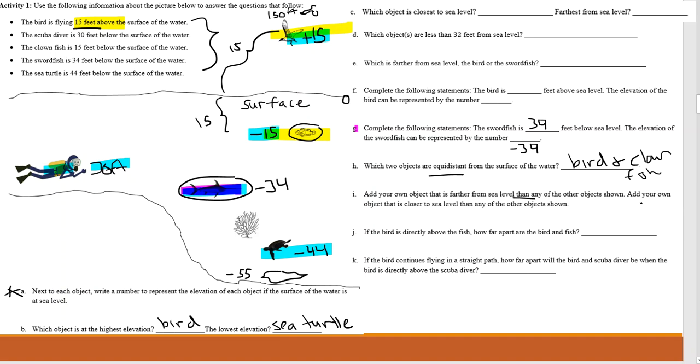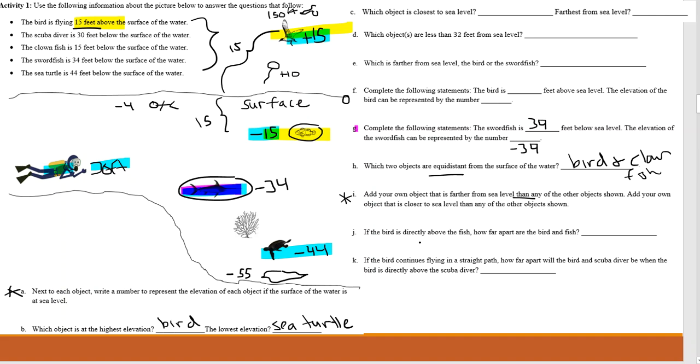And then you also needed to add your own object that is closer to sea level than any of the other objects shown. So you could have done a little kid swimming, maybe only 4 feet below the water surface, so that would be -4. And then you could have also added maybe a balloon that just started to fly up in the air at 10 feet. The elevation of that balloon would be 10 feet. So hopefully you're able to come up with some of these on your own.